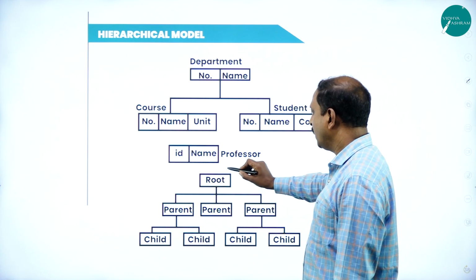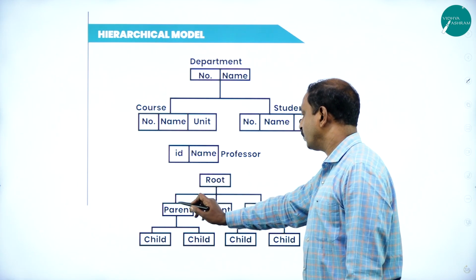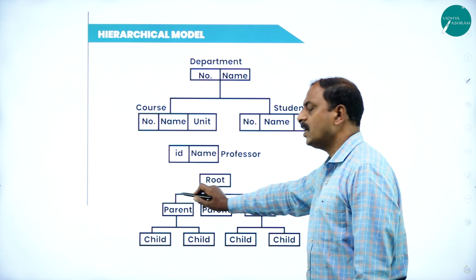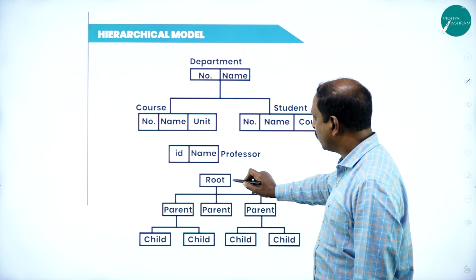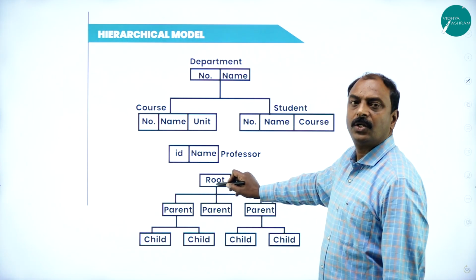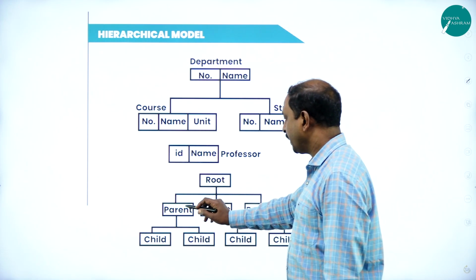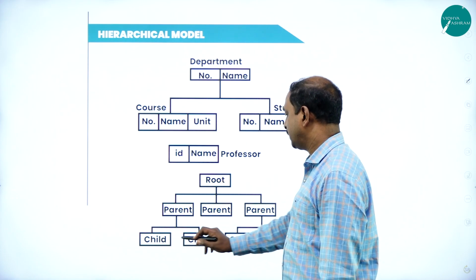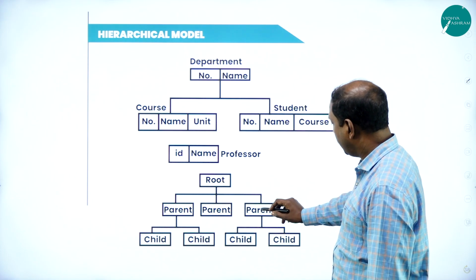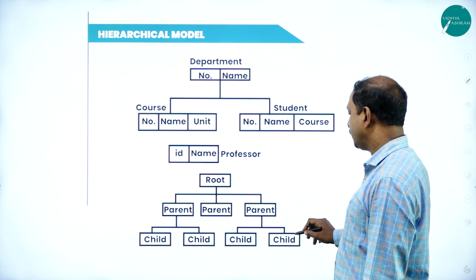This is the root. Under that, we have parents, 1, 2, 3. There are 3 parent nodes. And this is called the root node. This is the top node in this model. And here, this parent has 2 childs in this example. And this parent had 2 childs here.